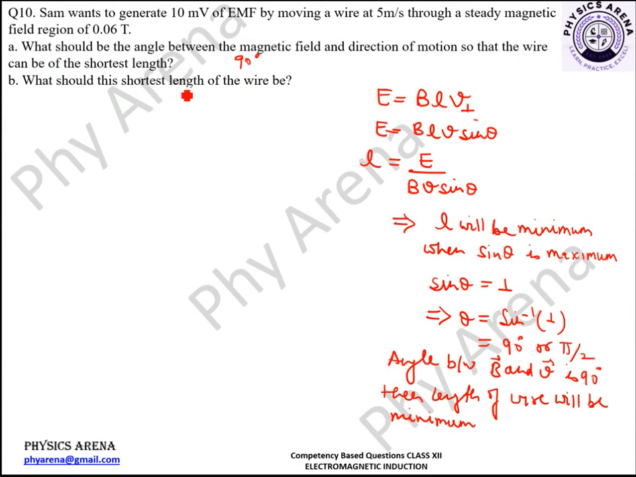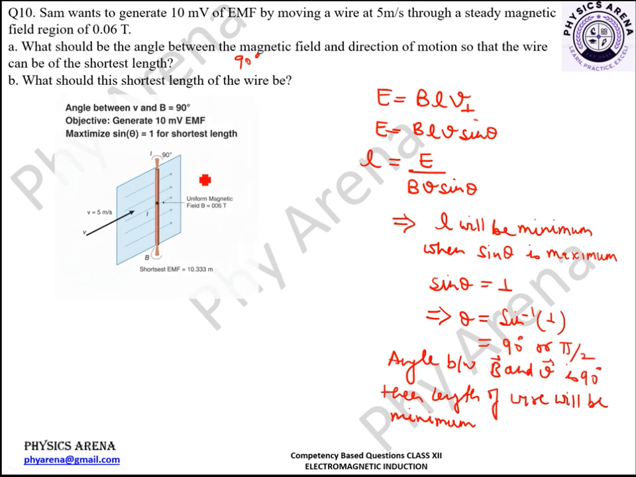So we need to find the length L when the angle between magnetic field vector and velocity vector is 90 degree. The situation can be visualized like this: this is the wire and it has been moved in this magnetic field region perpendicular to field B. The objective is to generate 10 millivolt EMF. We already know that sine theta has to be equal to 1 because angle theta is 90 degree. So EMF is given to us as 10 millivolt, that is equal to 10 multiplied by 10 to the power minus 3 volt.